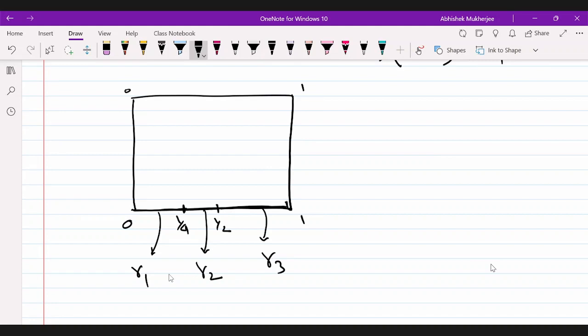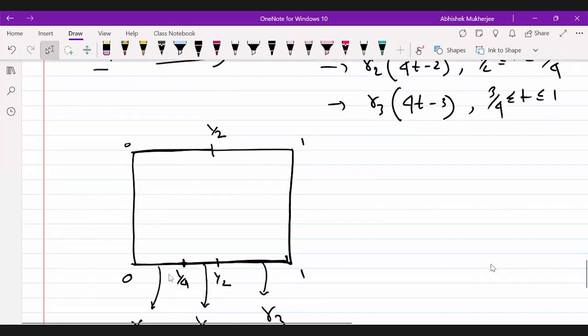Again, just come to the top one. Then the first one will be from 0 to half, so it will be occupied by gamma 1 solely, right? And then you are making a partition here into two equal parts. So this is your 3 by 4. This part will be occupied by gamma 2, and this part will be occupied by gamma 3.